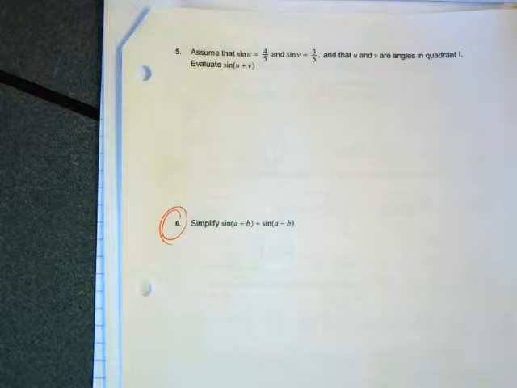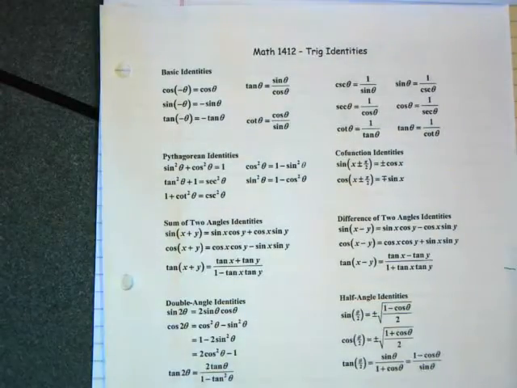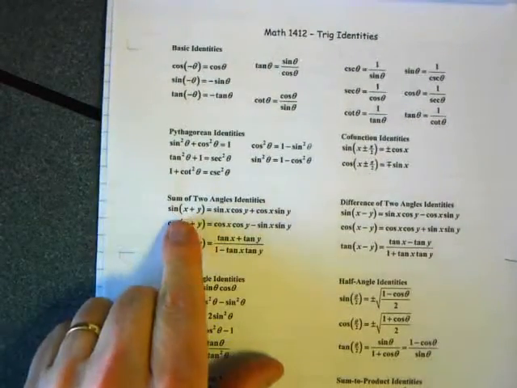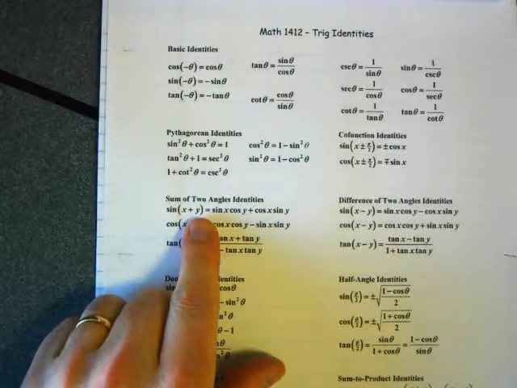And then I told you I was going to do number 5 anyway, so we'll go back and we'll do number 5. Simplify. Sine of a plus b plus sine of a minus b. What might you do? You would plug into the formula that we have. That's exactly right. So we're going to plug in sine of a plus b.